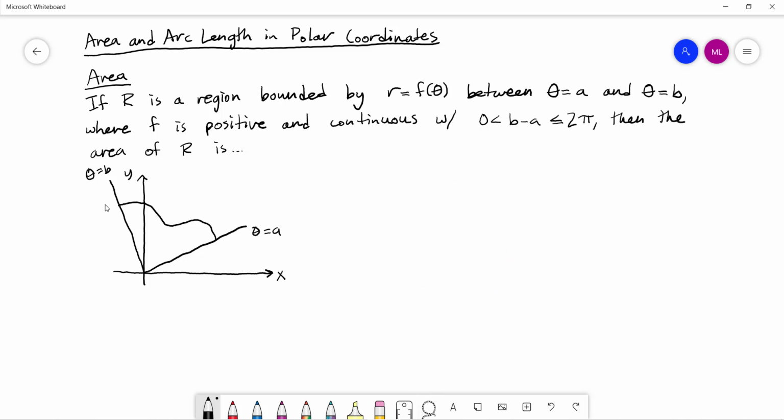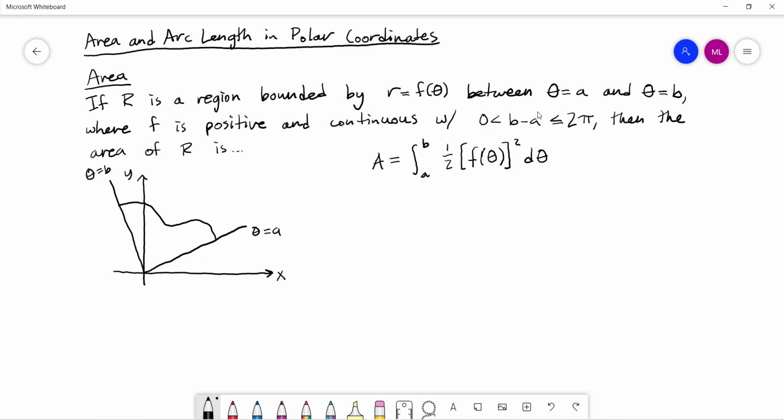Okay. So with all of that, the formula that we're going to get for our area is the following. We're going to integrate from a to b, and the formula looks like this. It is 1/2 times f of theta squared d theta. Okay, so where on earth is this coming from? What we're going to have to do is look at this picture and get a sense of exactly what's going on here. So where does this come from?